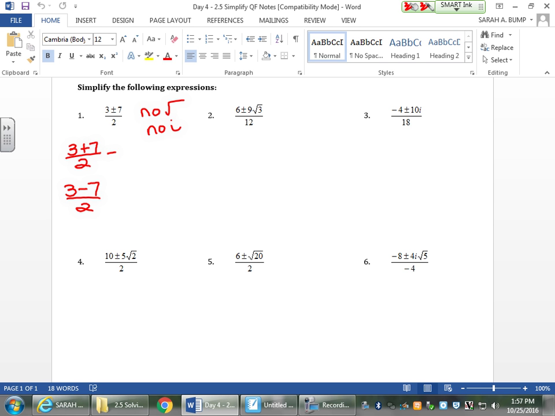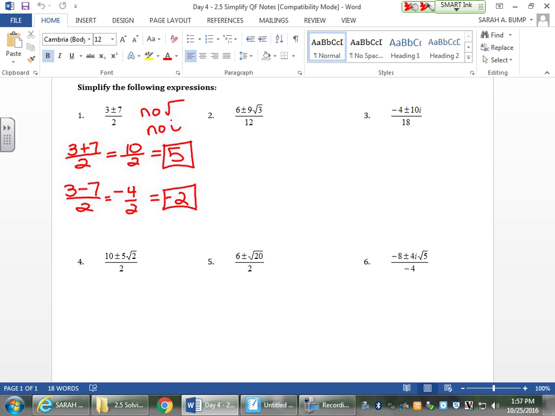The top one, when I do 3 plus 7, I'll get 10 over 2, which is 5. And the second one, 3 minus 7, is negative 4 over 2, which is negative 2. Because there was no radical or i, I am allowed to combine those numbers together.